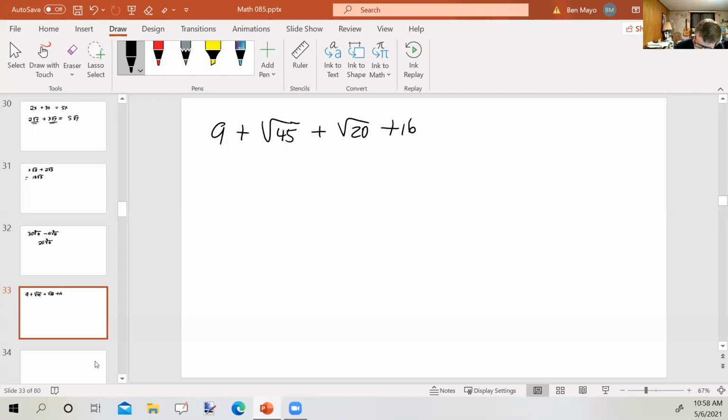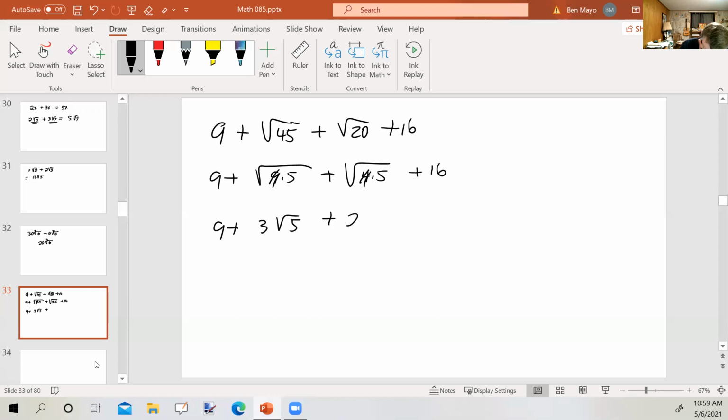So let's see. 45 would be 9 times 5, right? 9 being a square, 5 being the leftovers. 20 would be 4 times 5, 4 being the square and 5 being the leftovers. So doing this, I could now rewrite this as 9 plus 3 square roots of 5 plus 2 square roots of 5 plus 16.